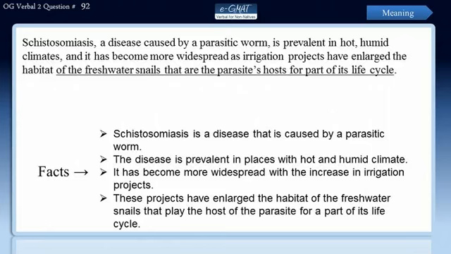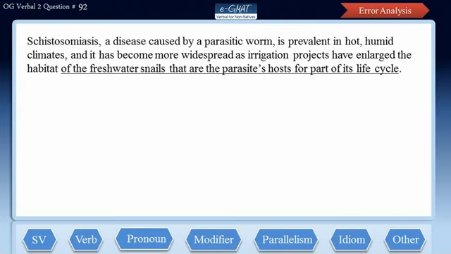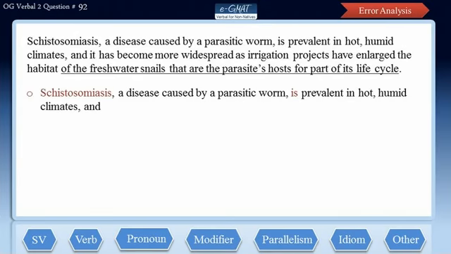Now let us evaluate the errors by splitting this sentence into its clauses. So here comes the first clause. Schistosomiasis, a disease caused by a parasitic worm, is prevalent in hot, humid climates, and here schistosomiasis is the subject and is is the verb. After and, we have a subject-verb pair, which means we have another clause here that reads, it has become more widespread, as here it is the subject and has become is the verb.